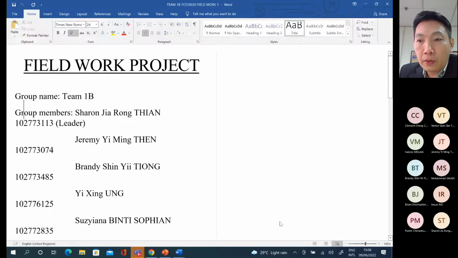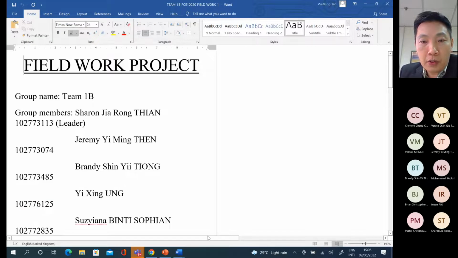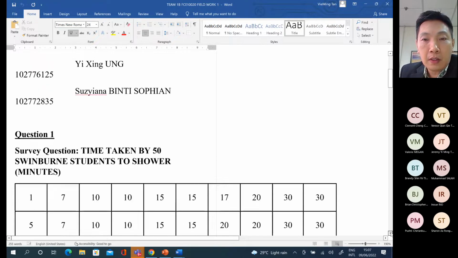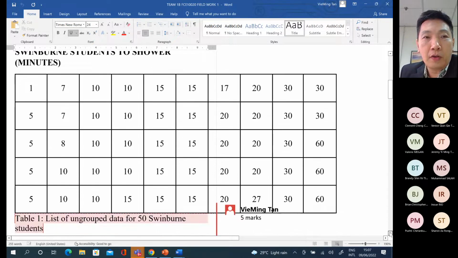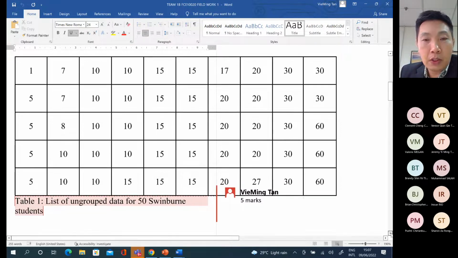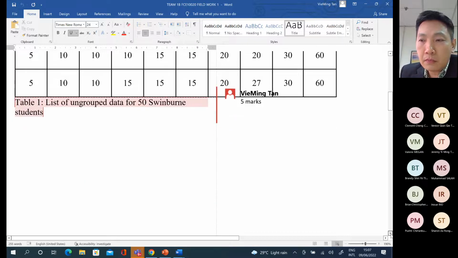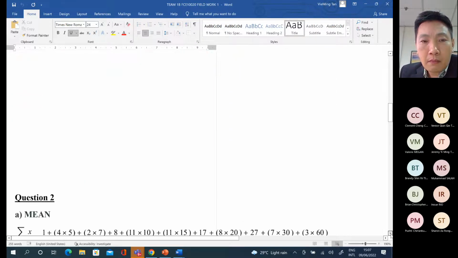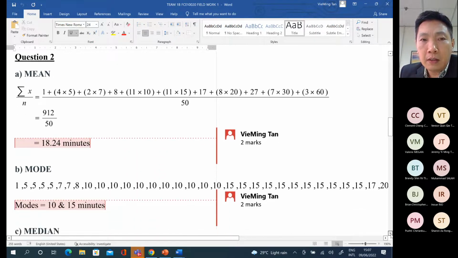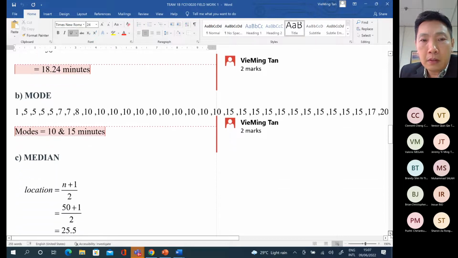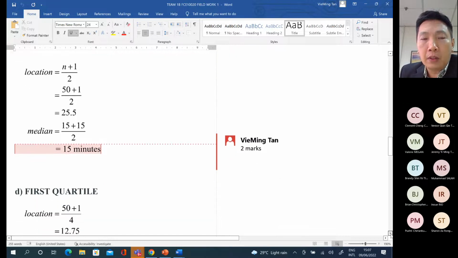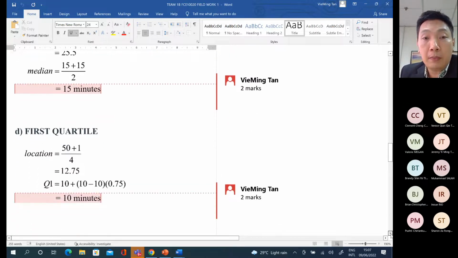Okay, so for team 1B, the first question you also get full mark because you have sorted the data accordingly, right? But you sorted based on column. But you still can get full mark. Question 2. The mean value presentation is correctly done. The way you present the median value calculation is also appropriate.